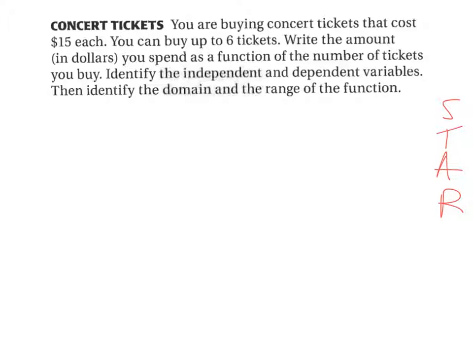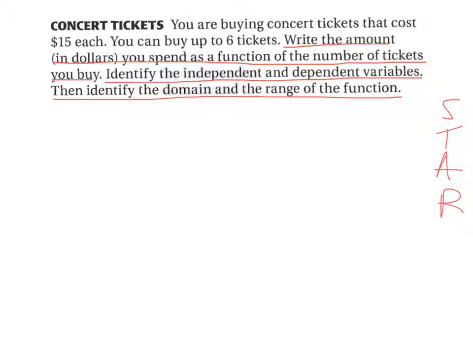And the first thing we want to do when we study the problem is to identify what we're trying to find. So there's a few things in this problem. One of them, it says write the amount in dollars you spend as a function of the number of tickets you buy. We want to identify the independent and dependent variables, and we want to identify the domain and range of the function. So 3 separate pieces to this problem.